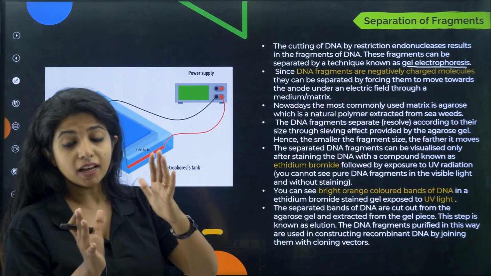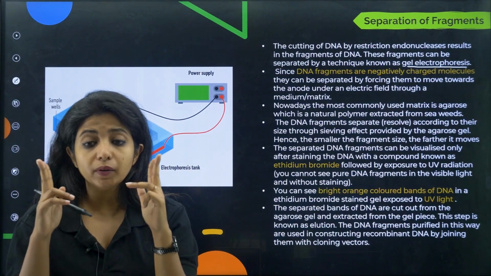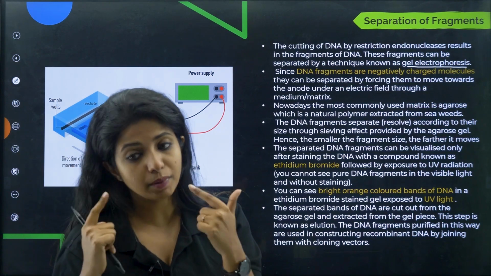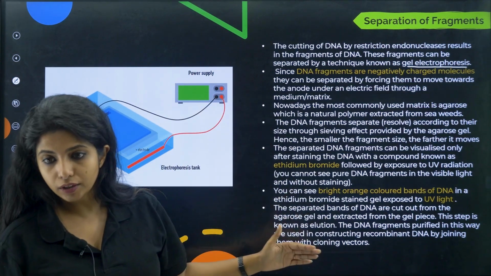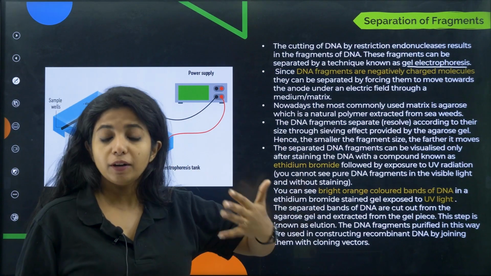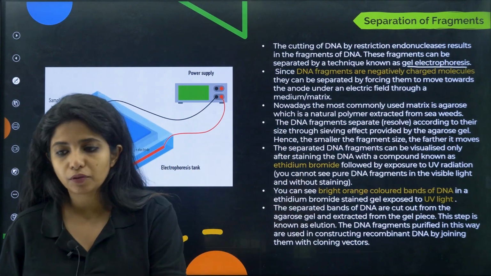Remember, there is isolation. After isolation you have to cut it with restriction endonucleases. That second step will be done in the next class, after which separation has to be done. Separation I am teaching you over here, and then you're going to amplify the number of DNA. That is done with the help of PCR.